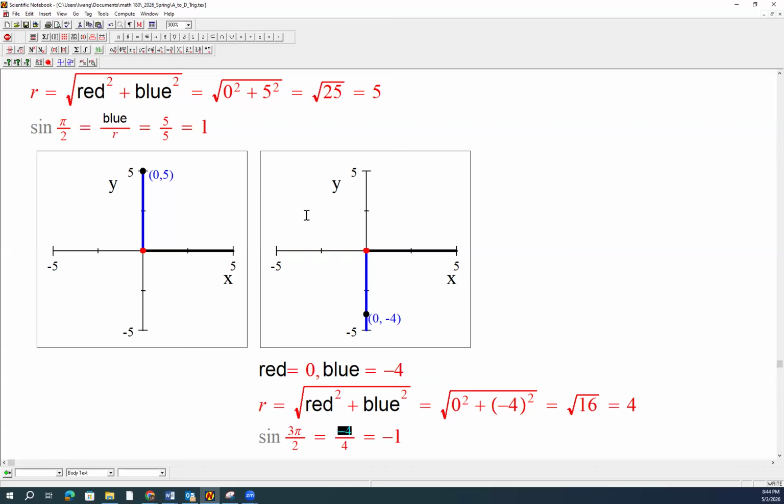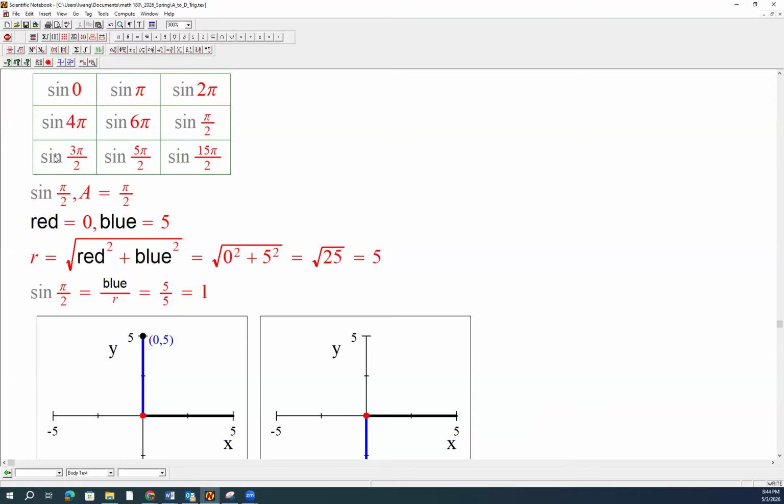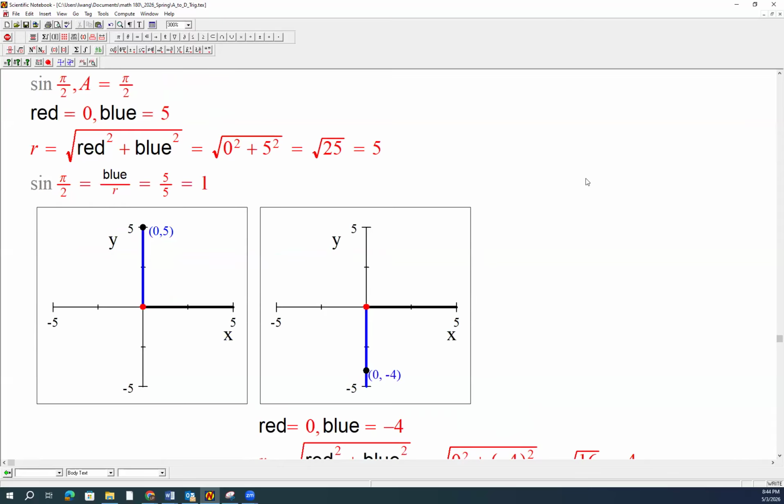Okay, so we found the value for sine of 3 pi over 2. How about sine 5 pi over 2? So let's measure sine 5 pi over 2. So we start measuring, right? Pi over 2, pi, 3 pi over 2, 2 pi, 5 pi over 2. 5 pi over 2 terminates on the positive direction of the y-axis. So we would repeat this whole process all over again, right? So when we repeat that process, we will get sine of 5 pi over 2, and that will also be equal to 1.